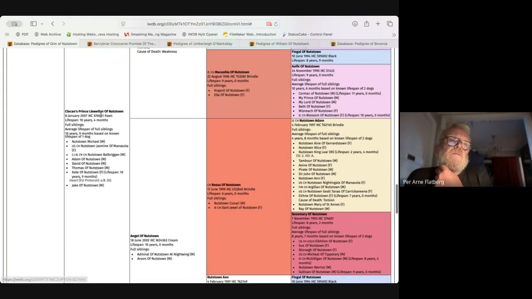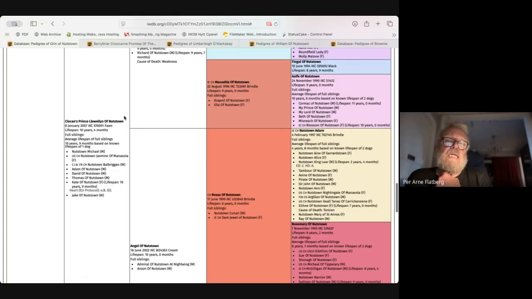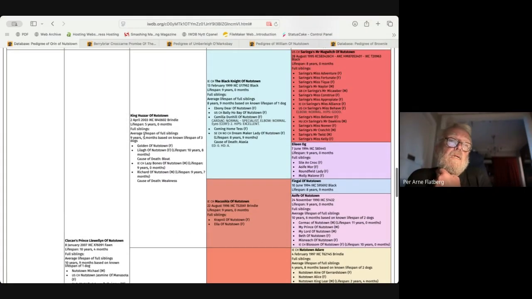And you can also see here the average lifespan of siblings in that litter. If you look at this one, for instance, average lifespan of full siblings is here, 9 years and 9 months, whereas he only lived to 5 years. But it still might be interesting simply because his siblings lived so long.